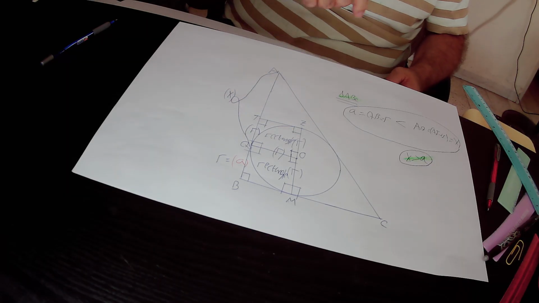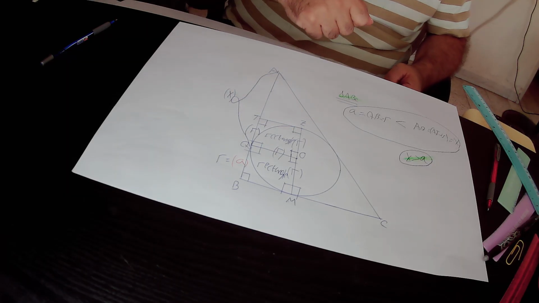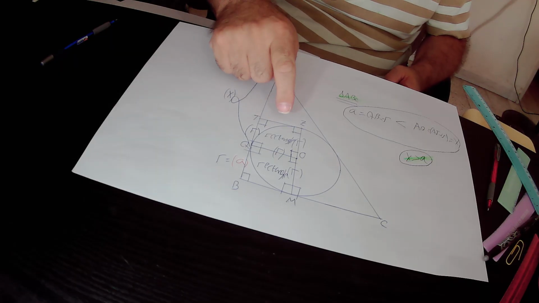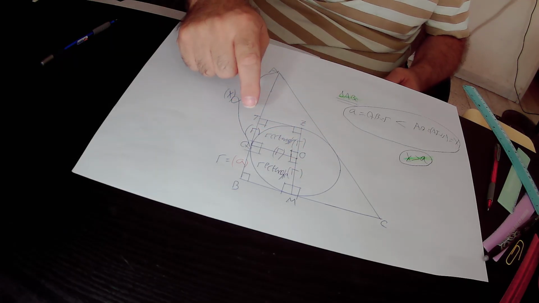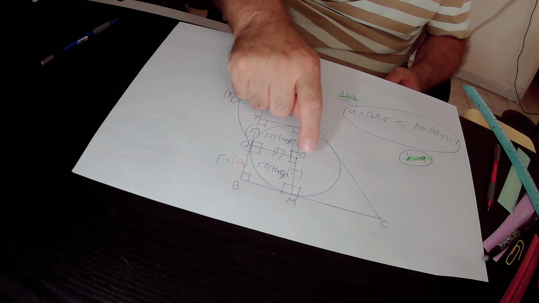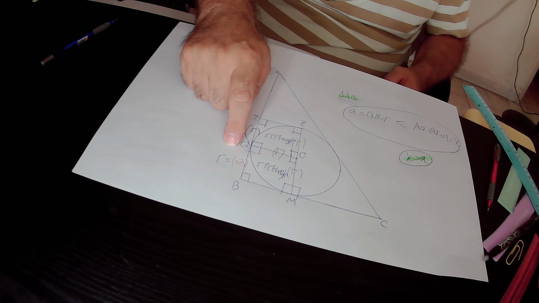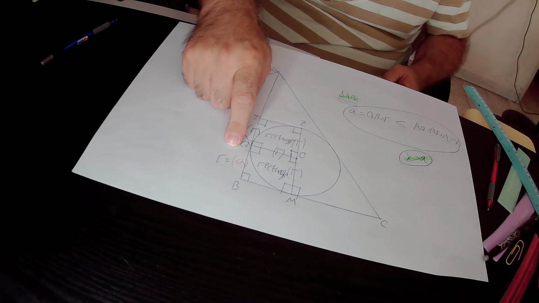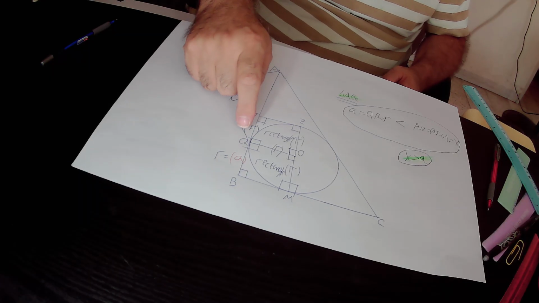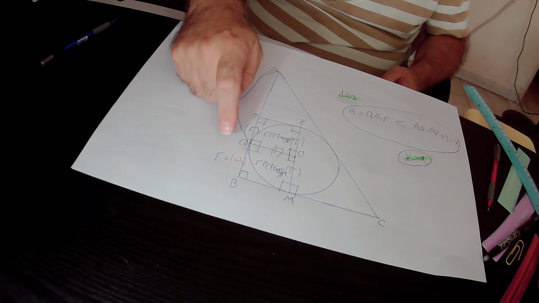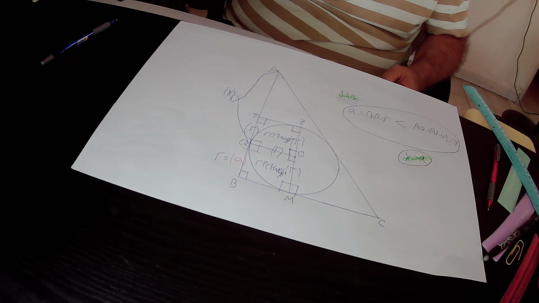So in quadrangle QOMB we have four right angles, and therefore we can write that quadrangle QOMB is a rectangle. But we also know that the opposite sides of a rectangle are equal to each other. So in rectangle QOMB, side OM must be equal to the opposite side QB. But OM is R, therefore the opposite side QB must also be equal to R. So in total, QB equals A and it also equals R.